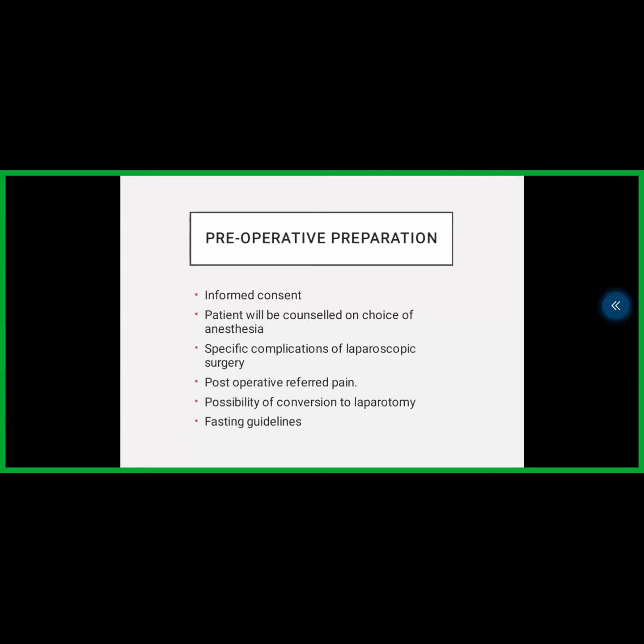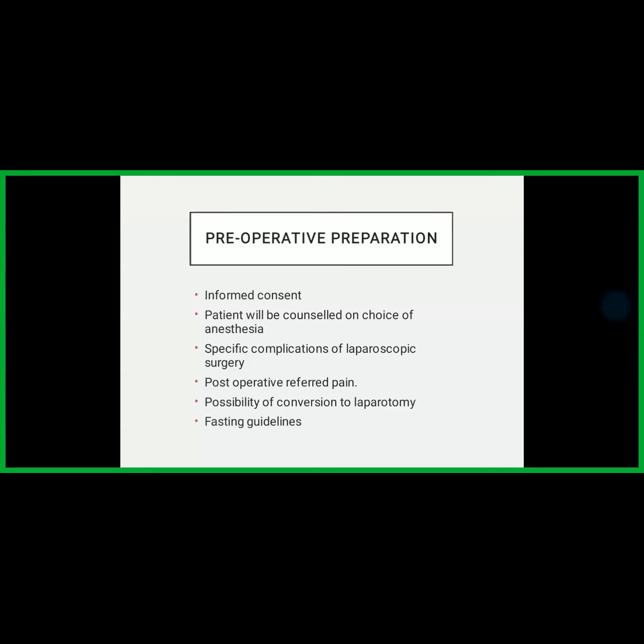Having done your history, physical examination, and investigations, you plan for the patient to give informed consent for surgery and anesthesia. And this patient should also be counseled on the choice of anesthesia. Then specific complications of the laparoscopic surgery should also be explained to the patient during the consent. Then post-operatively, we should also tell the patient about the possibility of post-operative referred pain in the shoulders, and also the possibility of conversion of this surgery to an open laparotomy.